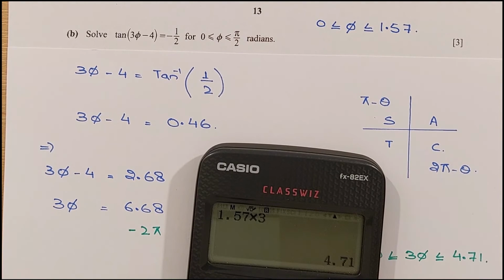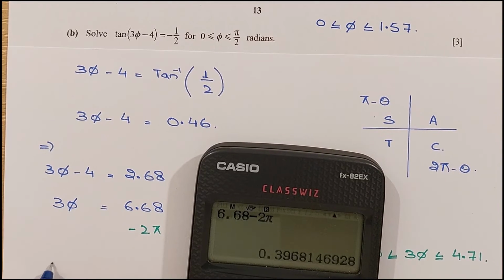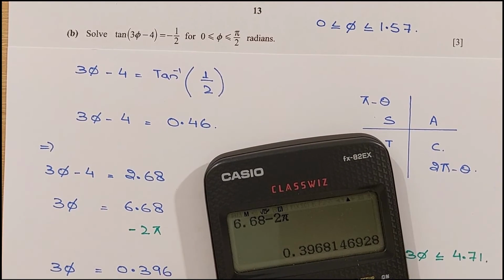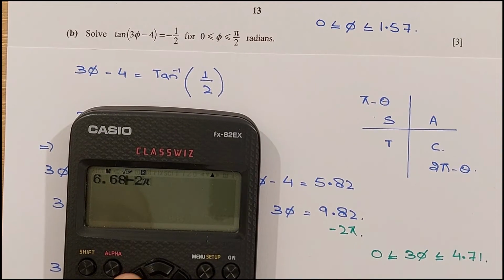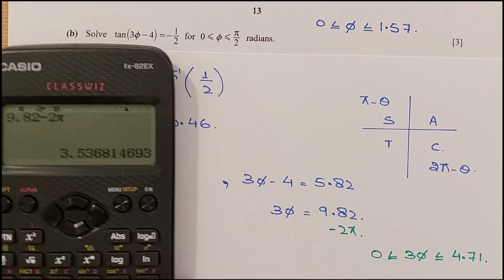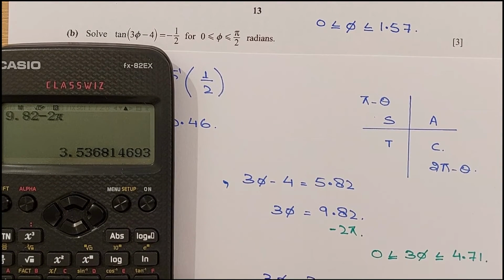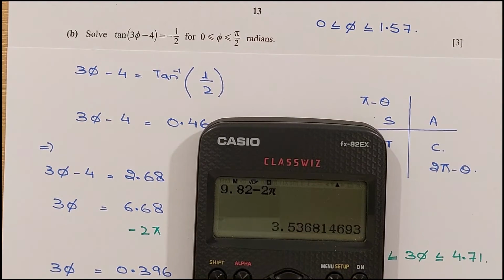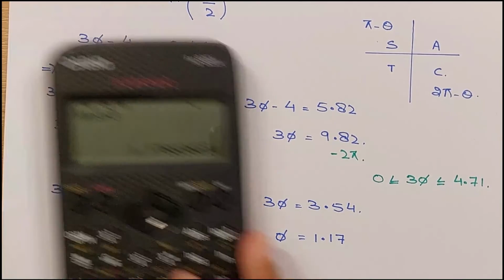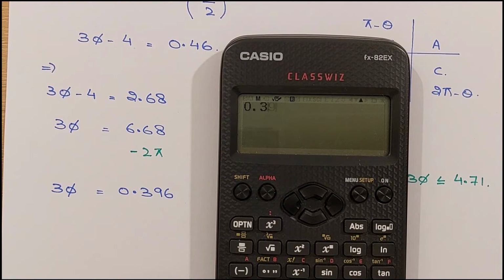So 6.68 minus 2 pi, so 3 phi is equals to 0.396, right? And for the other value, we have to do 9.82 subtract 2 pi. So from here 3 phi is 3.54, right? And let me solve for phi by dividing by 3. We have phi is equals to 1.17, and the other value of phi is 0.396 divides 3.